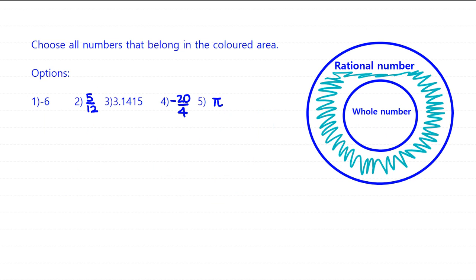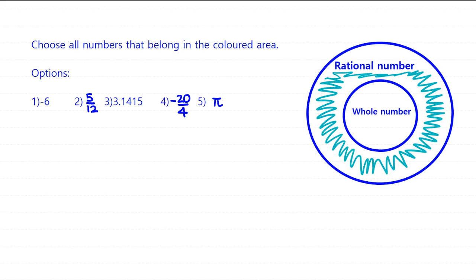So now that we know how to tell whether a number is a rational number that can be expressed in fraction form, and how to turn repeating infinite decimals into fraction forms, we're going to cover some questions so that we can be confident in math class. Let's look at some basic questions I've got for you guys. Question number 1: choose all the numbers that belong in the colored area.